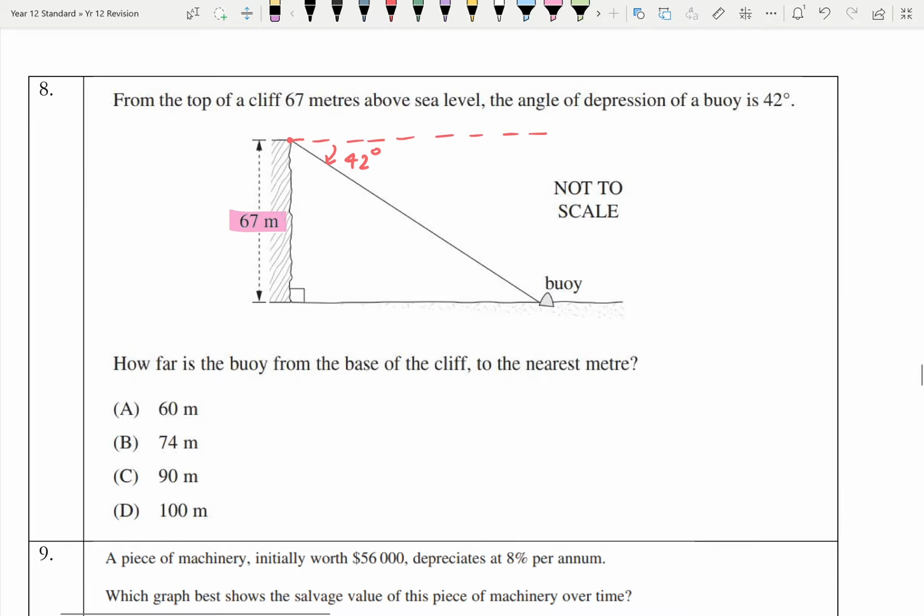So from there, we can have a rest of the read. We're saying how far is the buoy from the base of the cliff to the nearest meter. So we're trying to find this distance across here. We'll call it D, you could call it X, totally up to you.